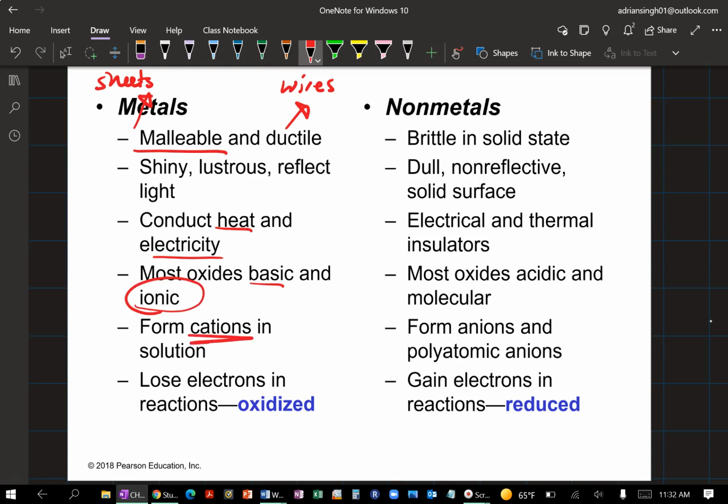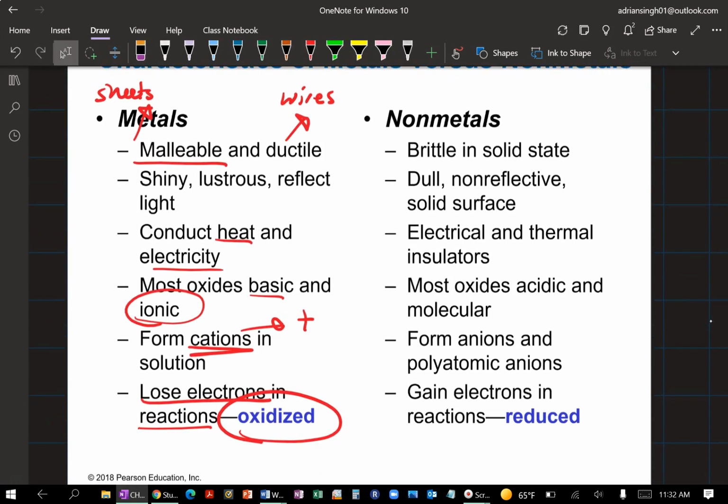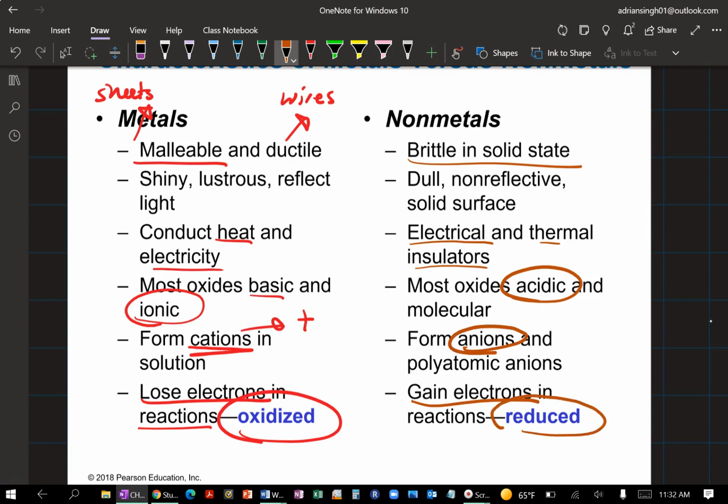Metals tend to form cations, positive ions in solutions, and in order to do that, they tend to lose electrons, and as a result, they become oxidized. Nonmetals tend to do the opposite, right? They tend to be brittle in the solid state. They tend to be more of insulators, both electrical and thermal insulators. When they combine with oxygen, for example, they form oxides that tend to be acidic. And nonmetals tend to gain electrons to form anions, and when they gain electrons, they become reduced.